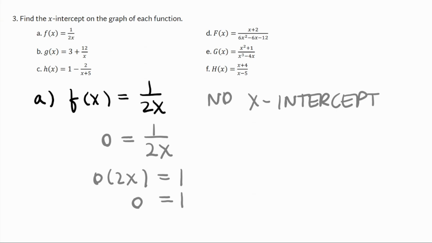And with these, if there's no x-intercept, it's most likely, especially today, that the reason we don't have an x-intercept is because we're on a vertical asymptote, and that would make sense. It causes the denominator to equal 0.